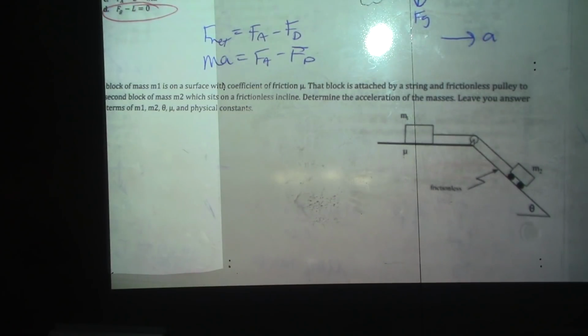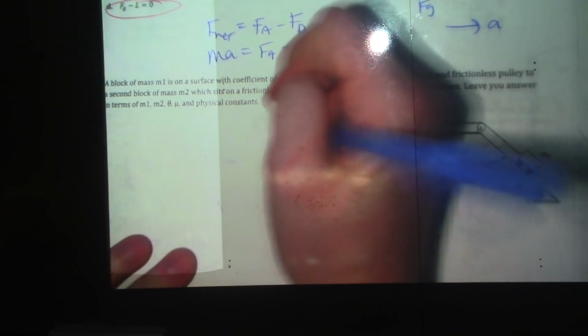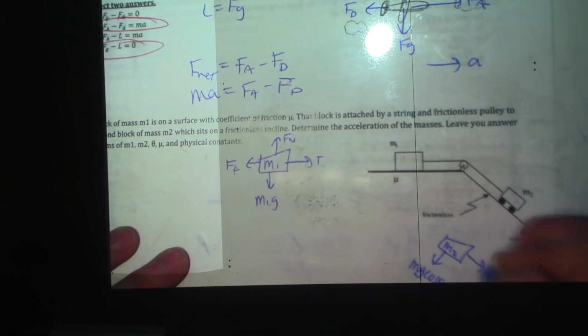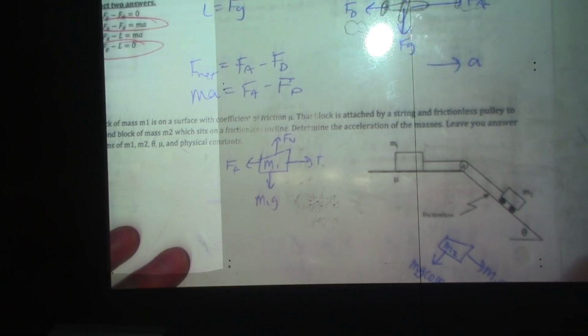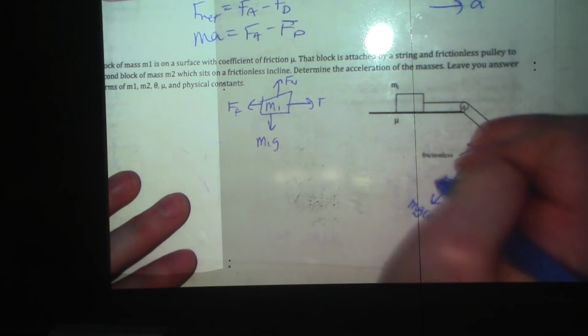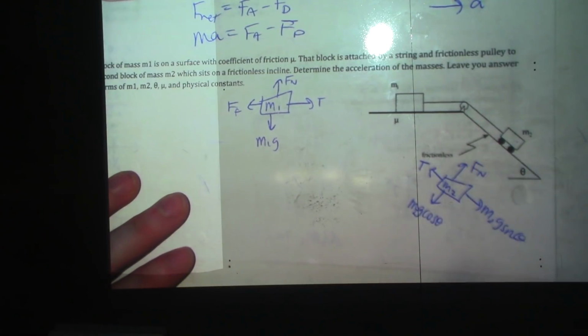And lastly, a block of mass M is on the surface. This one has a coefficient of friction. This is M1, by the way. So M1 has M1G and normal force and tension and friction like this. M2 is on an inclined plane, so I'm going to break up M2G cosine and M2G sine. Normal force, this one's frictionless, thank goodness, and tension like this.